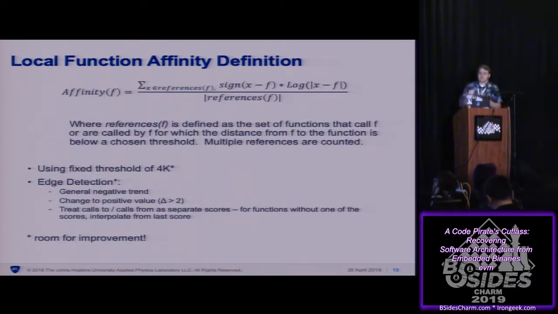But basically what we're saying is we're taking all of the functions that call this function, or that this function calls, those are the references, and we're taking the logarithm of that distance, multiplying by the sign, and then taking the average of that.